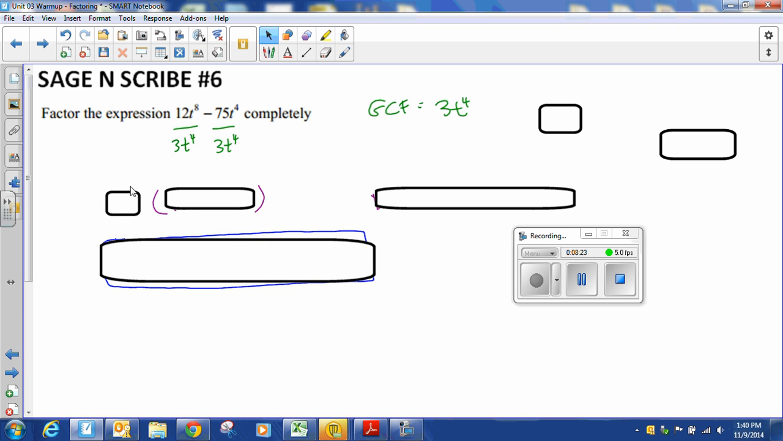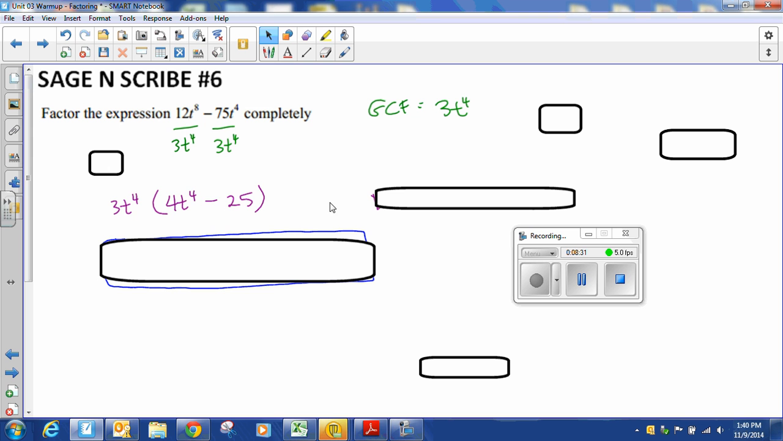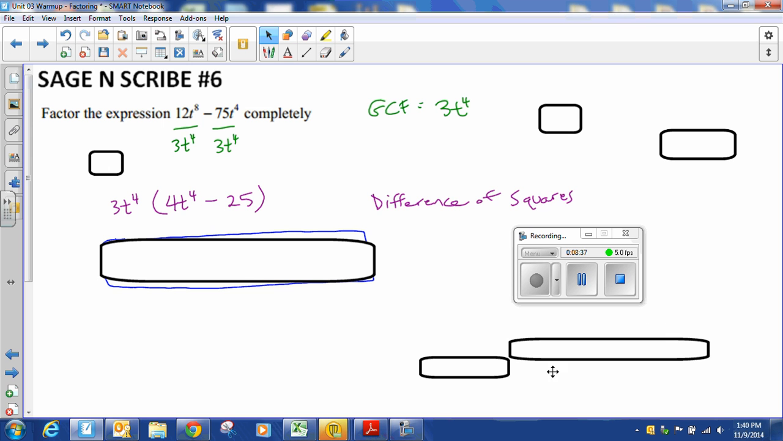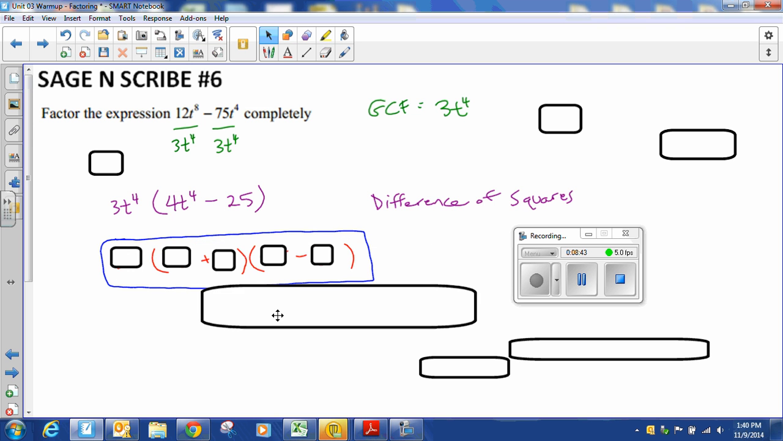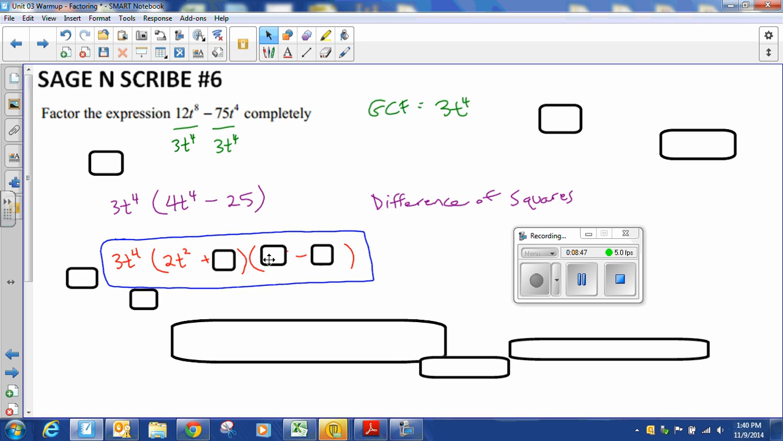Dividing both terms by 3t to the 4th, we end up with 4t to the 4th power minus 25. Are we done? Not quite, because this binomial here follows the format of the difference of squares. So we're going to take the square root of the first term, which is 2t squared, and put them in the beginning of each binomial. And the square root of 25 is 5. We're going to put those as the second term of each binomial. And as you can see, we have 1 plus, 1 minus, because that follows the format of difference of squares. And here's our final factored form.